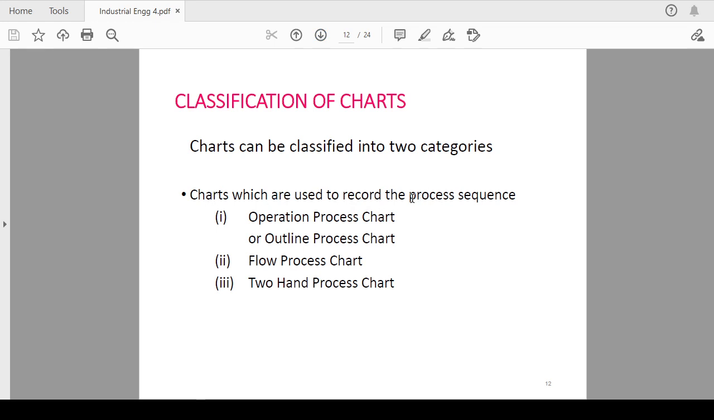charts which are used to record the process sequence. In the process sequence, these are the charts: operation process chart, outline process chart, flow process chart, and two hand process chart. So this is under the process sequence category.